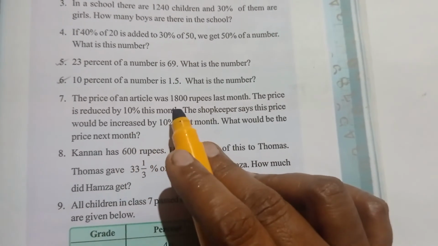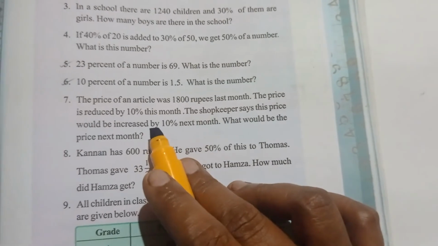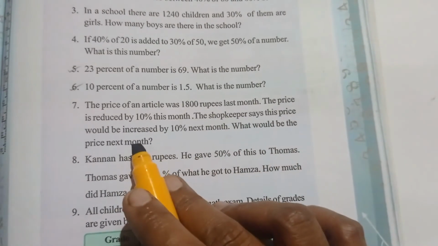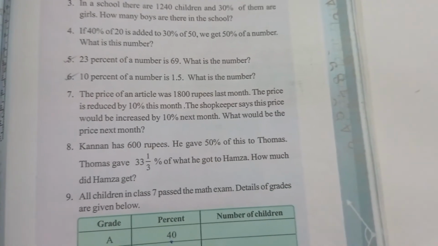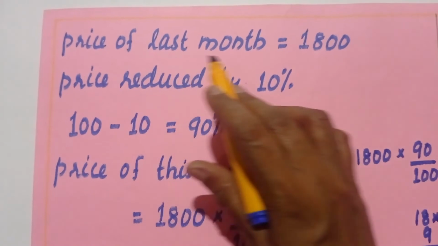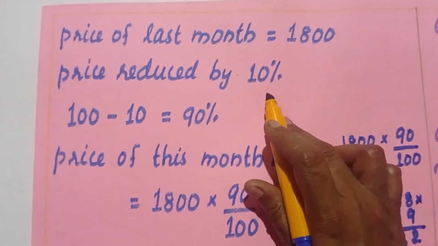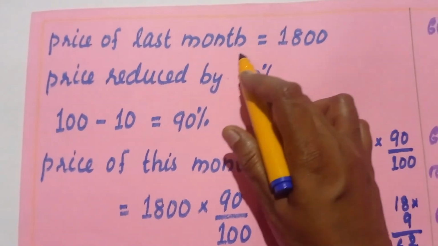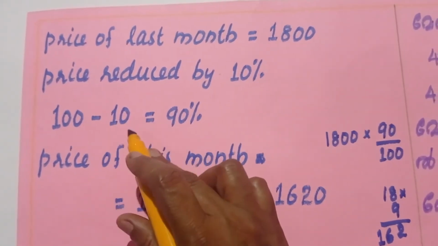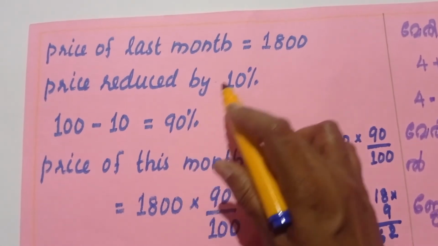Here the price of the article was 1,800 rupees in the last month. Then the price reduced by 10% this month. Then in the next month, the price would be increased by 10%. The price of the last month is 1,800 rupees. Then price reduced by 10% this month. That is, the other percent is the price of this month. That is 100 minus 10%, 90% is the price of the article this month.